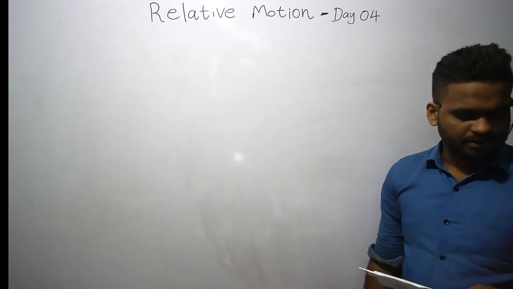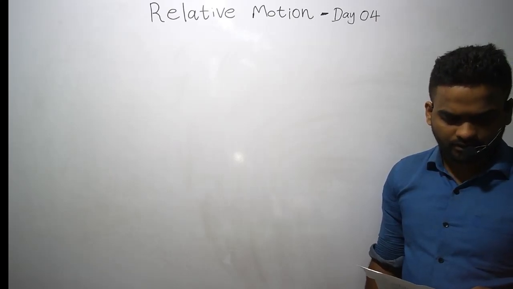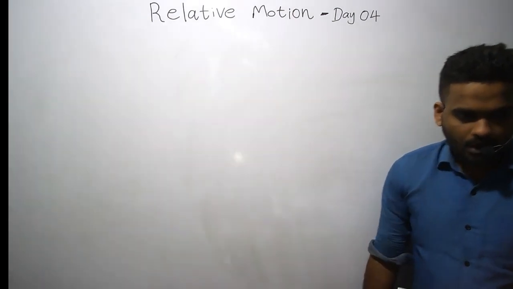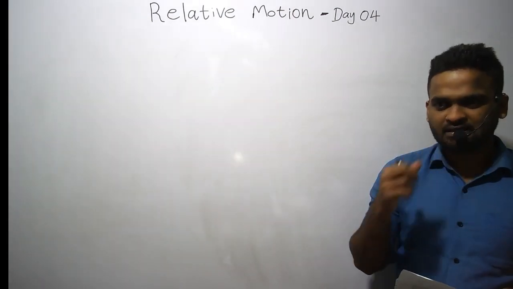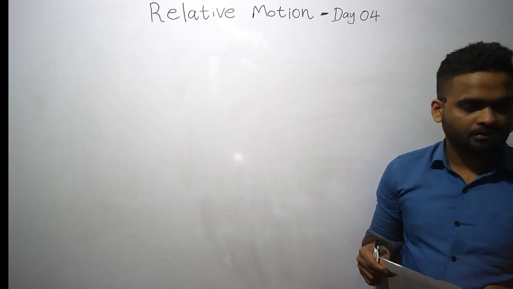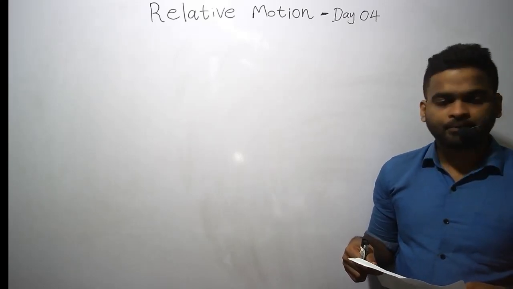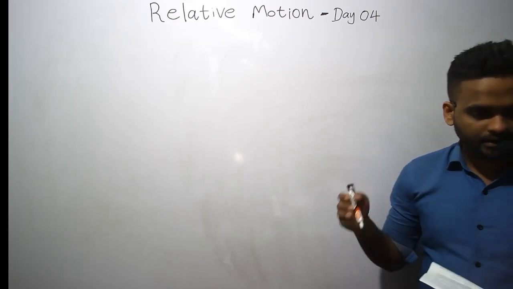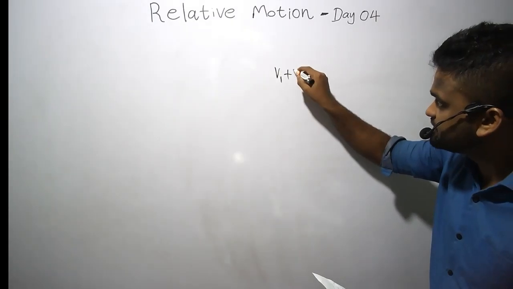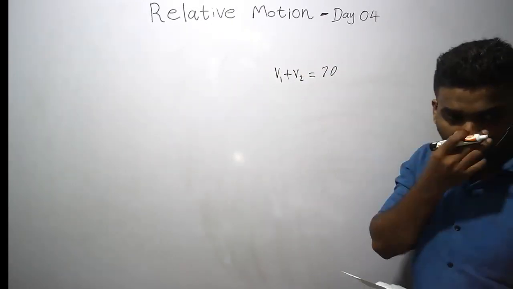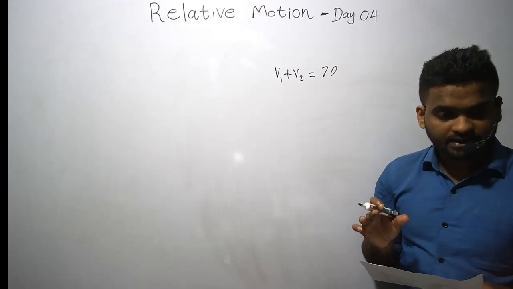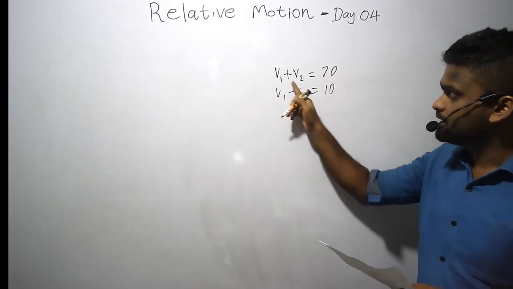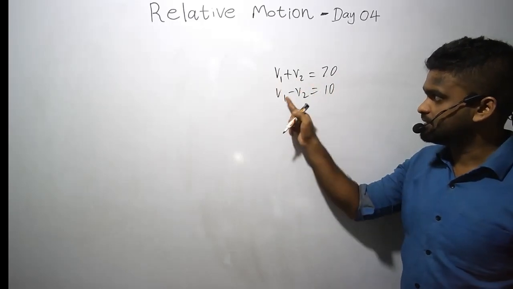I think there's a problem with that one, right? The answer is not given there. Second part. Maximum relative velocity is 70, meaning you have to add the earth velocities, that is 70. Minimum relative velocity is 10. So you have to subtract this. So maximum relative velocity 70, minimum is 10.